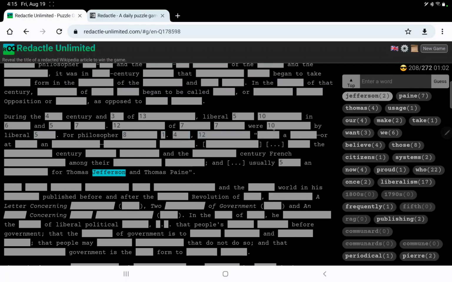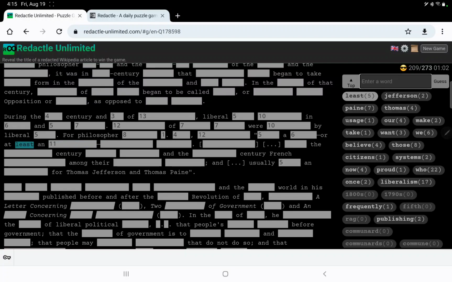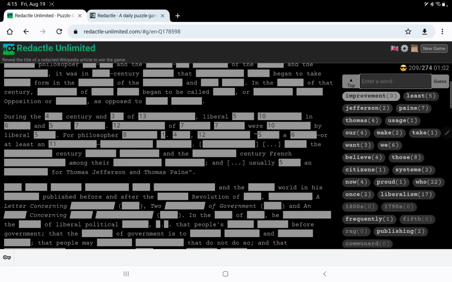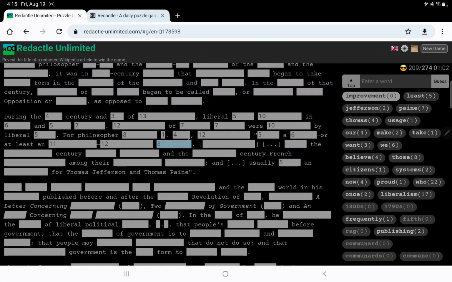For philosopher, 8, 1, 4. 12, 5 of 6 are at least an improvement. No, and something or other. 12, 8. 12, 5, the something century, 7, 9, and the 10 century French something among their something, and usually 5 and 10 for Thomas Jefferson and Thomas Paine.